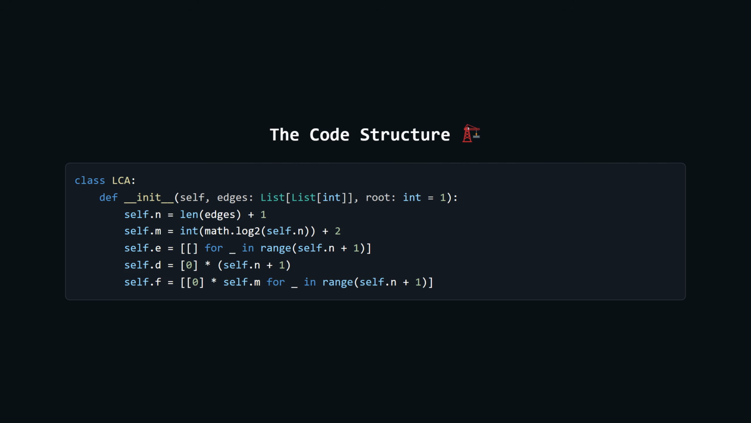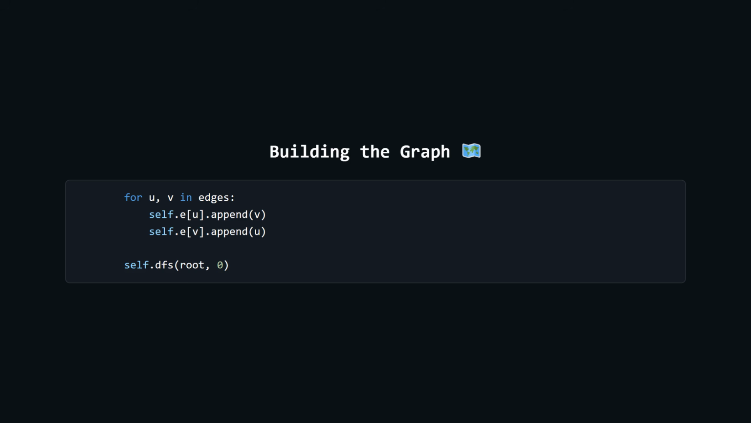Here is the start of our class. We are setting up our tree structure, an array to hold the depth of each node, and a 2D table for our binary lifting jumps. We loop through the edges provided in the problem to build our adjacency list, which maps out how all the nodes connect. Then, we kick off a depth-first search from the root.